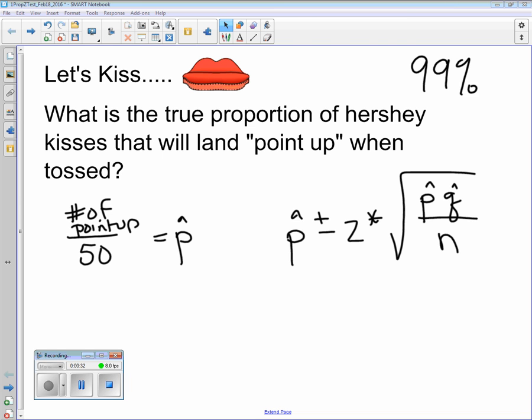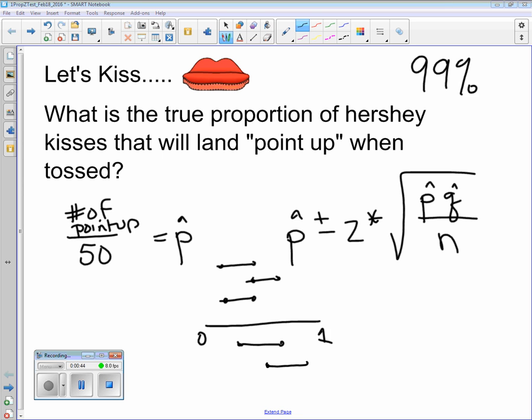It looks very similar to something like this, where I had a scale from 0 to 1, and then we had several confidence intervals. I'm just kind of drawing a little estimate here, something along these lines. Okay? Now, what I'm asking my students to look at is the graphs. You can kind of see them from afar. When I'm looking at these confidence intervals, how can I answer the question, what is the true proportion of Hershey Kisses that will land point up?